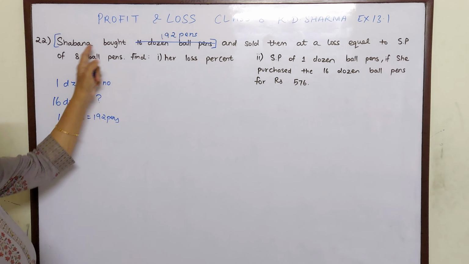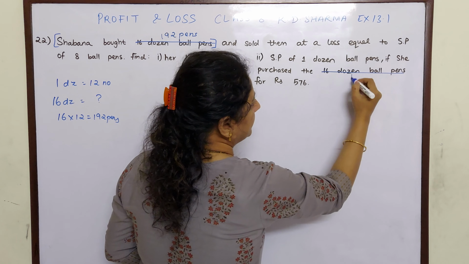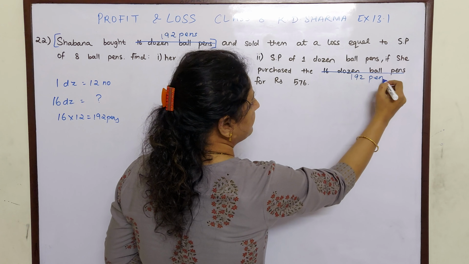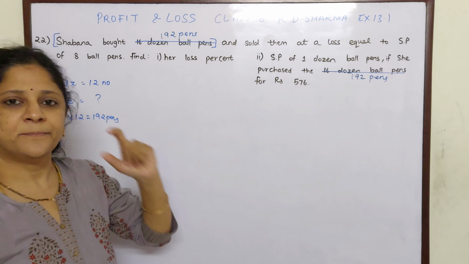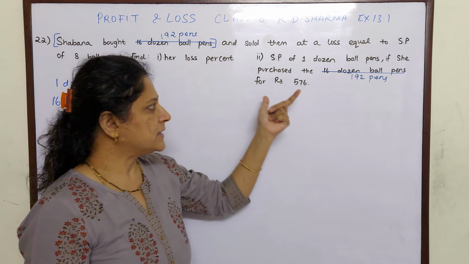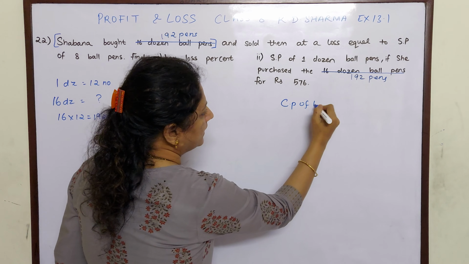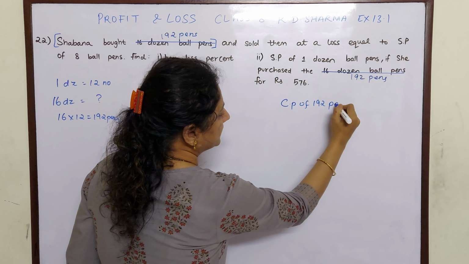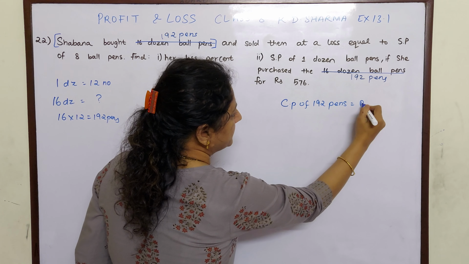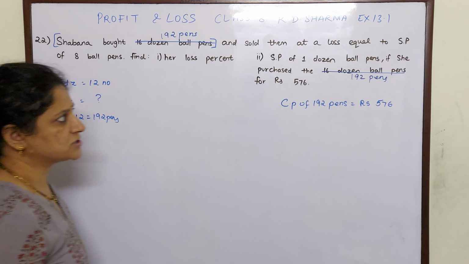So Shabana bought 192 pens, and what was the rate of that 192 pens? It was 576. So we have simplified the question. Shabana has bought 192 pens for rupees 576. So here we can say cost price of 192 pens is equal to rupees 576. So this is our first information.